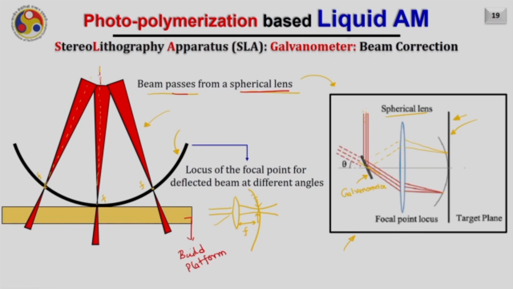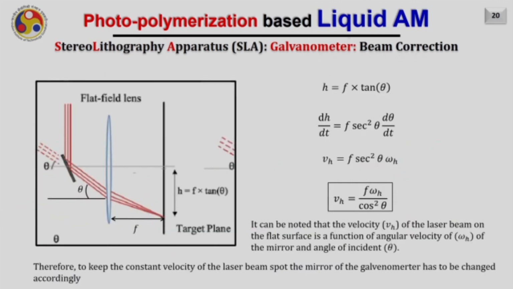So for that we need to use some special kind of lenses, and hence the process is called beam correction. The solution for this is by using some lenses called flat field lenses. The working principle of the flat field lens is shown on this slide. Now this is not a conventional spherical lens, it is a flat field lens. Please note that when the laser beam strikes the galvanometer and gets deflected, it passes through the flat field lens, and hence the focal point always lies on the target plate, which is flat.